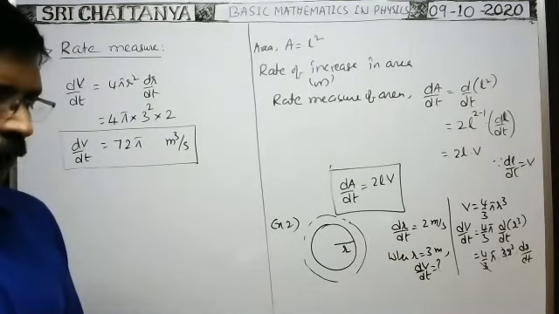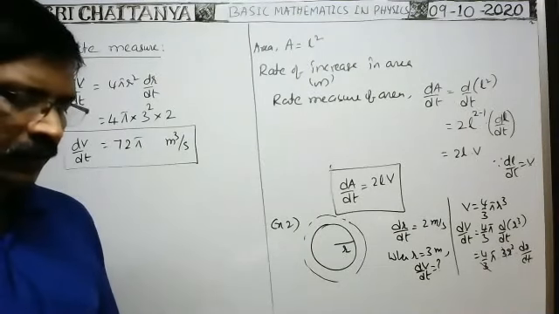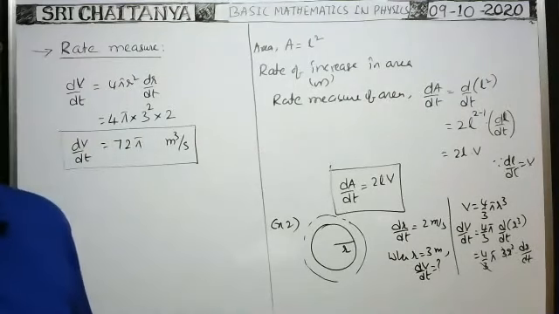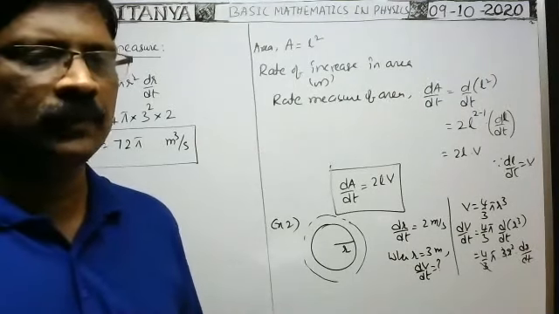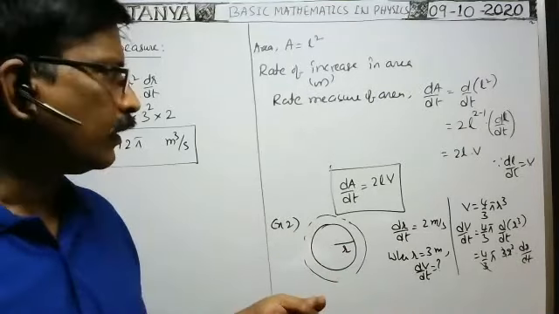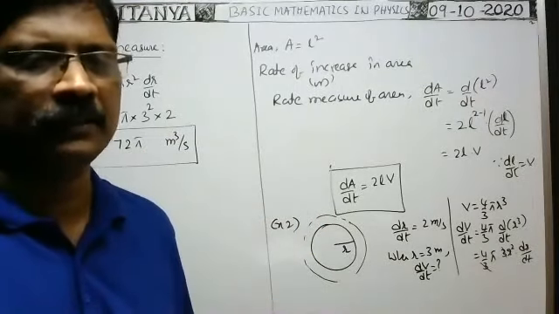72 pi meter cube per second, because they asked for the volume increase at r is equal to 3. Actually, it is not in our materials. Just follow whatever I send as the home assignment directly.